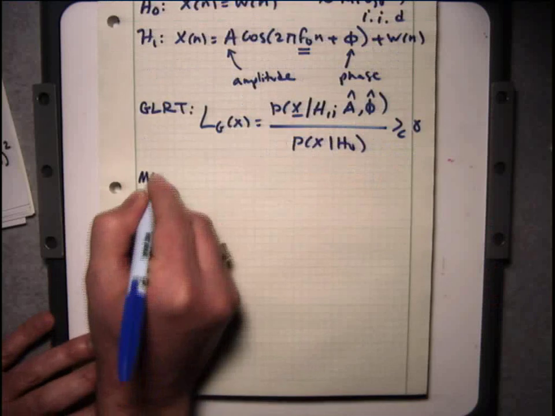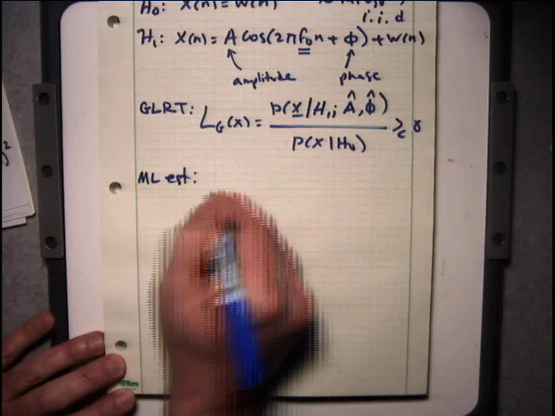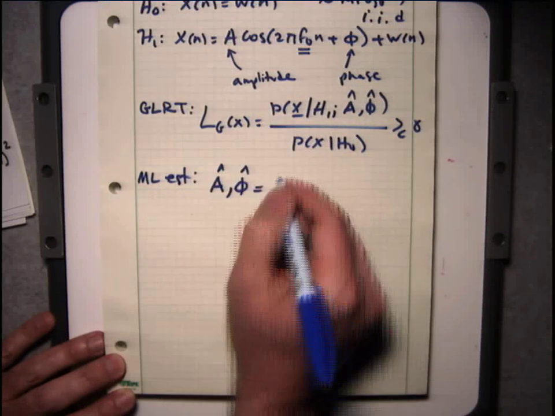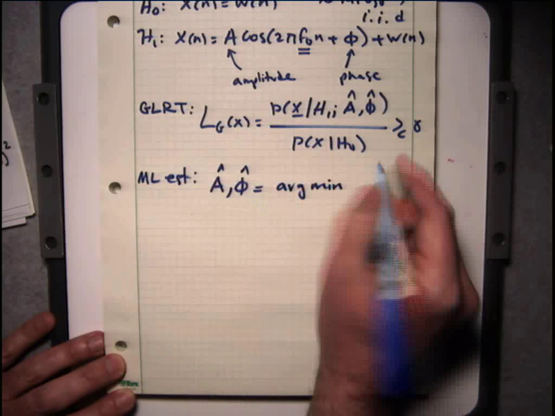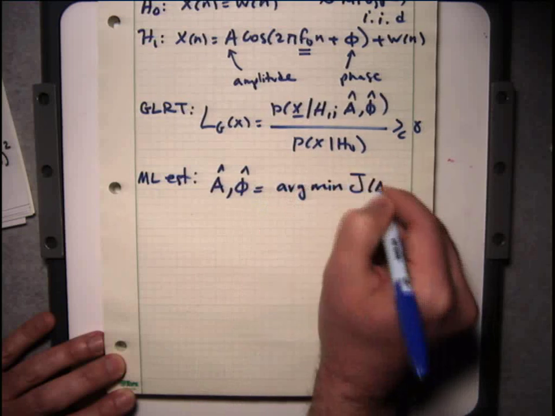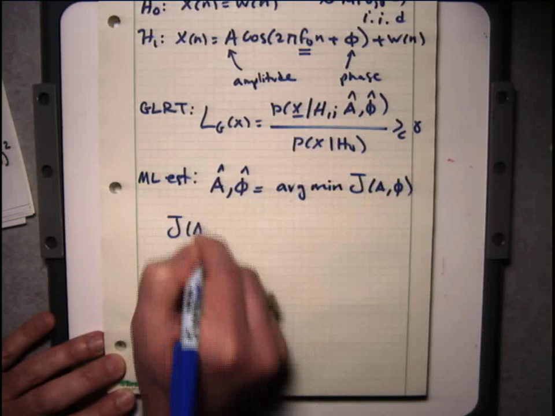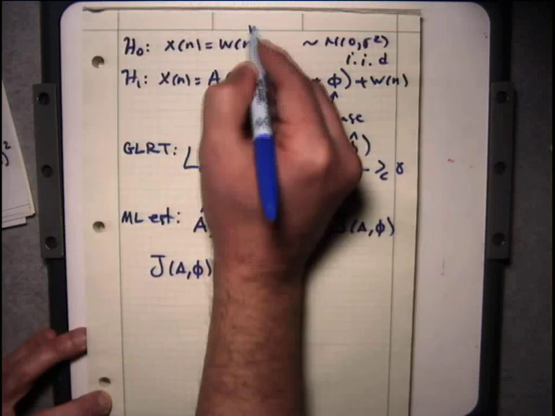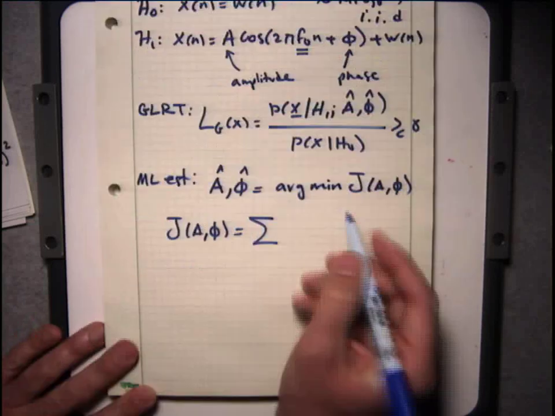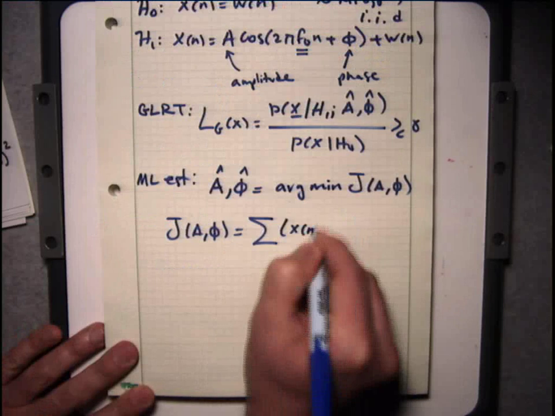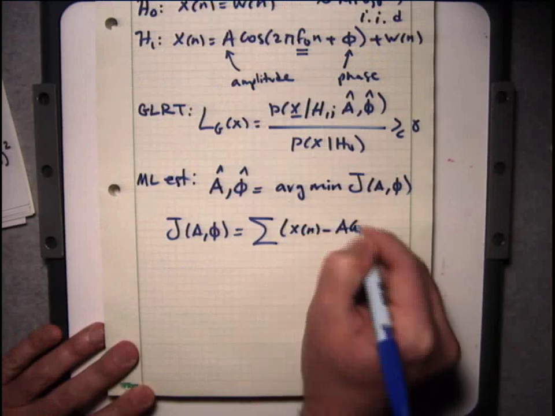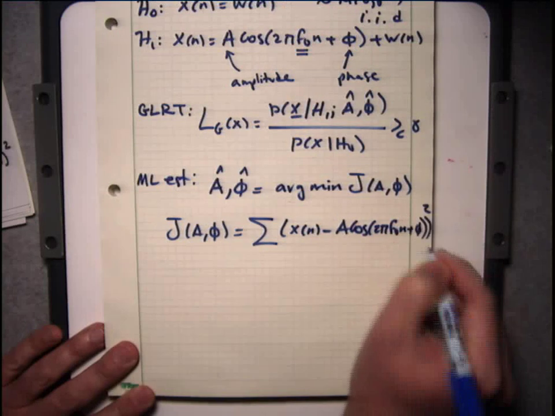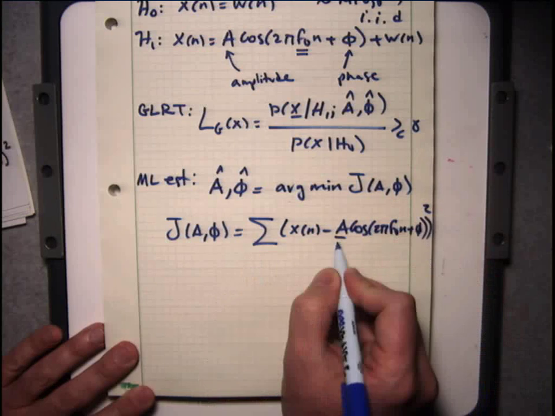So what's the maximum likelihood estimate of these parameters? We can do this simultaneously. Say A hat and phi hat are the arg min of a function J, which is a function of A and phi. And J is this: the sum over all the data, n equals 1 to capital N, of x[n] minus A cosine(2 pi f0 n plus phi), squared. Okay? And so this is unknown and this is unknown.